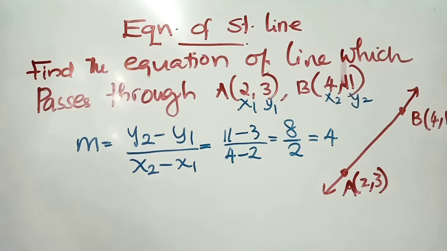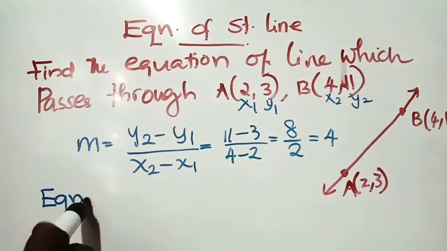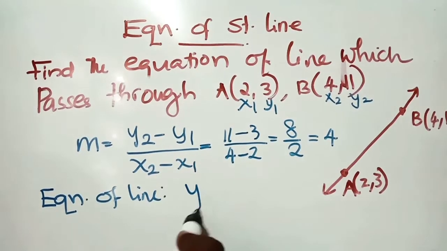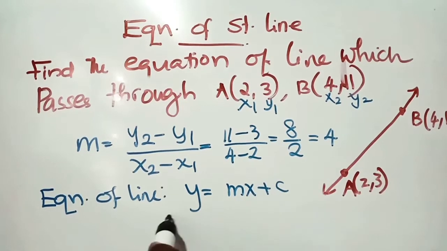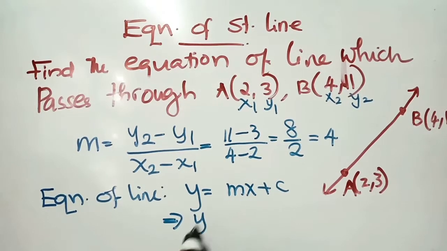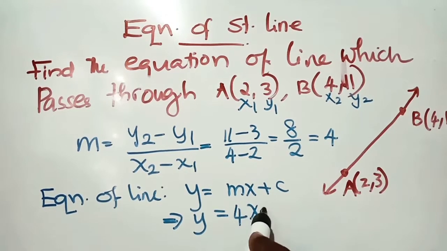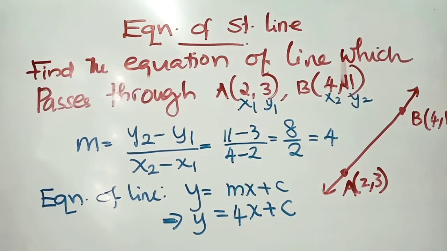So the next step is to write the equation of the line. Equation of line as y equals mx plus c, which implies y equals 4x plus c. You might be wondering, we haven't found c yet. Yes, our next step is to calculate c. Just see the steps clearly.